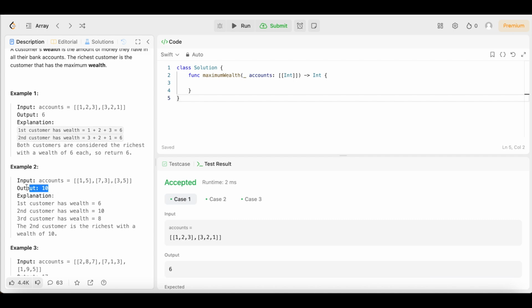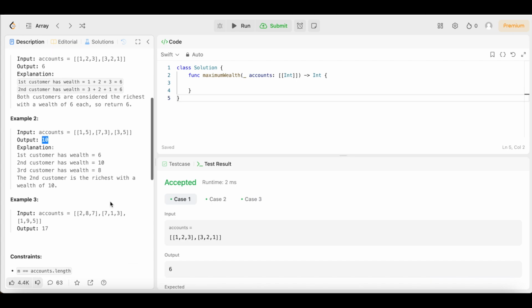And the output is 10 because right here the second customer has the highest amount out of all the customers with $10 in their bank account, when the other customer has 6 and this customer has 8. So 10 is the highest, so we return this. The second customer is the richest with the wealth of 10. So we're returning how much money is in there, which is 10. We're not returning which customer it is.